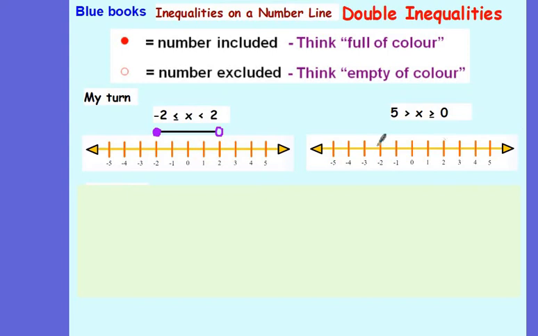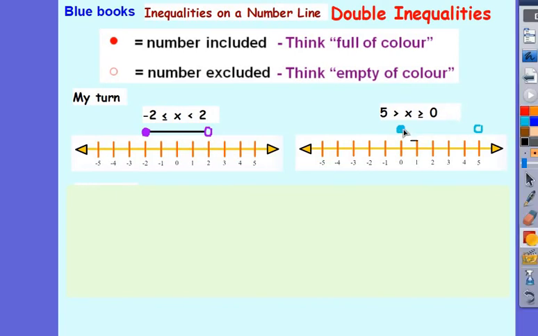I'll do another example. This time I've got that 5 is greater than x. Again, we're not including the number 5, so it's an empty circle. But x is also greater than or equal to 0. Because it's equal to, we're going for a filled dot. And then we're going to join those up. Let's double check. If I had the number 1, that would be greater than or equal to 0, and it would be less than 5.